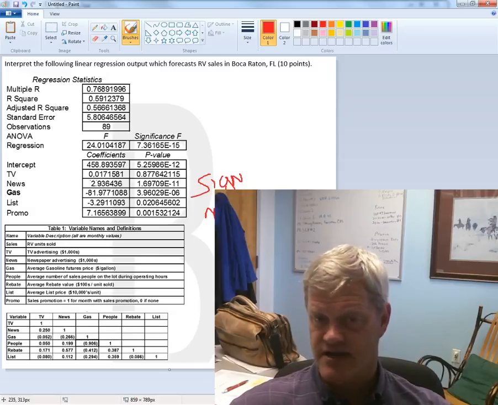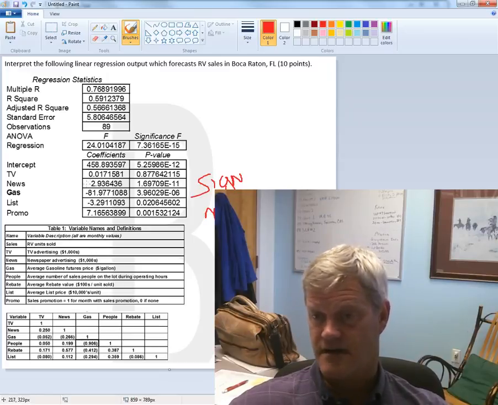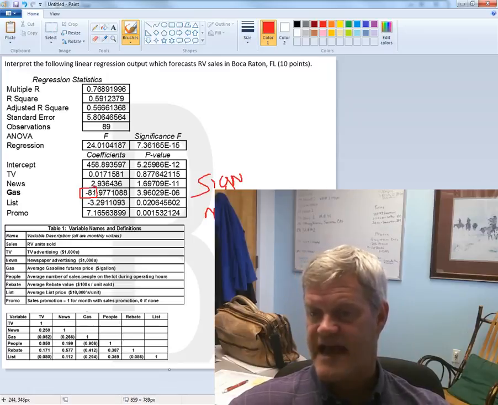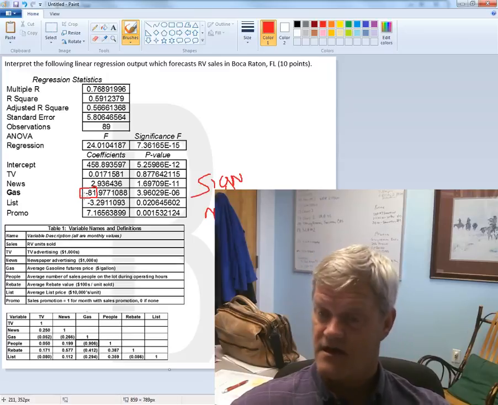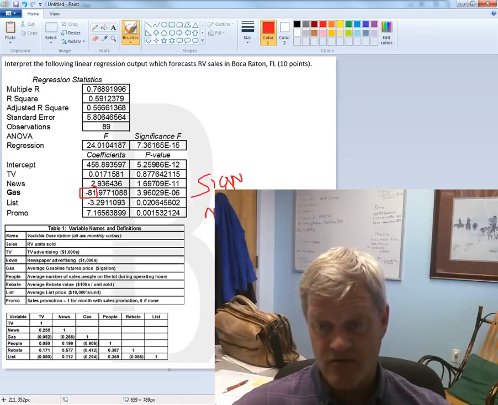If this was your data and you were very close, let's say it was your job to predict RV sales, the size of these coefficients may make a bigger difference to you. For example, if the price of gasoline goes up by $1, we sell 81 fewer RVs. That's what this coefficient is saying. If this is your business, you may know if that is a reasonable amount or not.